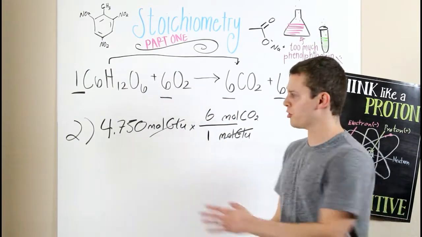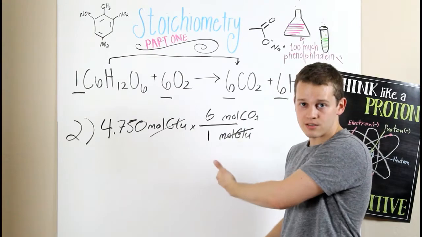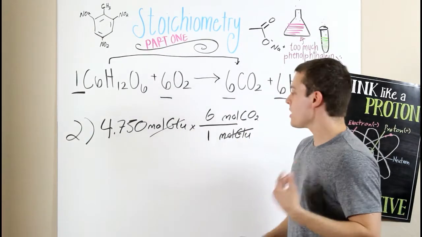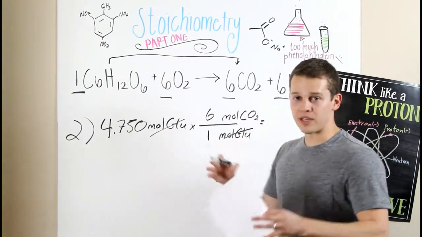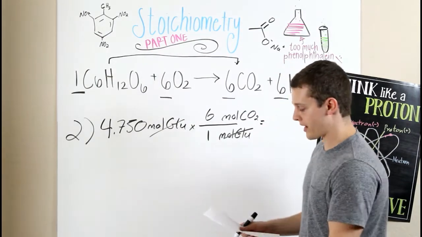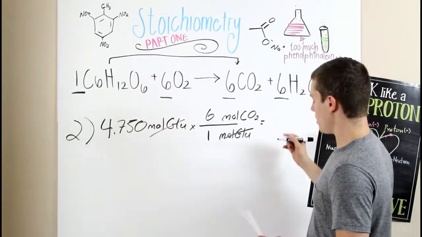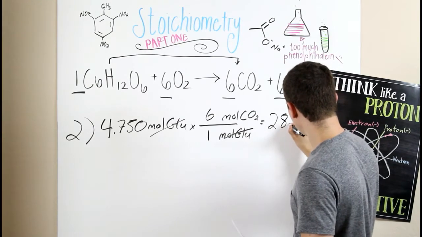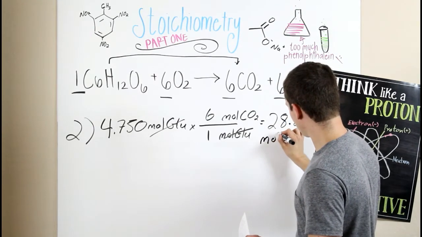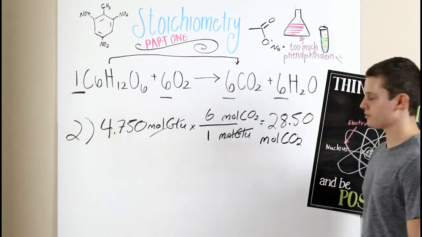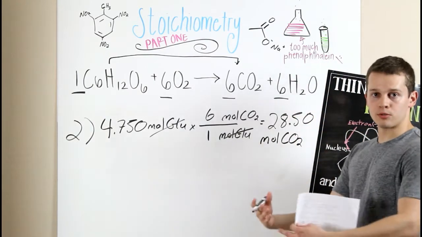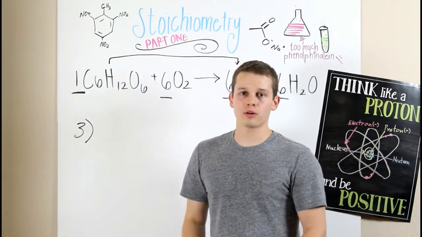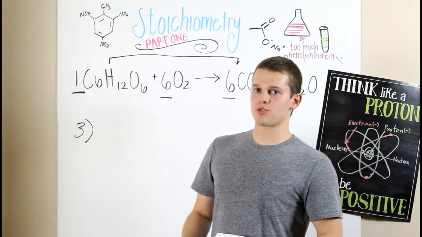So essentially all we're doing is multiplying 4.750 by 6, but I'm showing you guys this with units because you need to use these units in the future. They help you keep track of your equation. They help you keep track of everything. It makes it nice and neat and clean. So we get 28.50 moles of CO2. Voila! Step 2 done. Step 3, we're going to start with our 28.50 moles of CO2, and we want to convert this to grams of CO2.